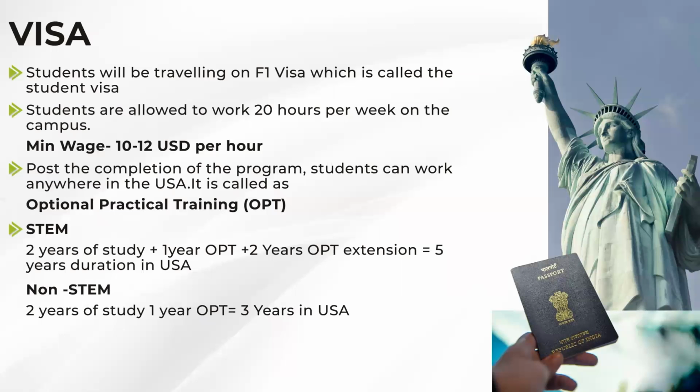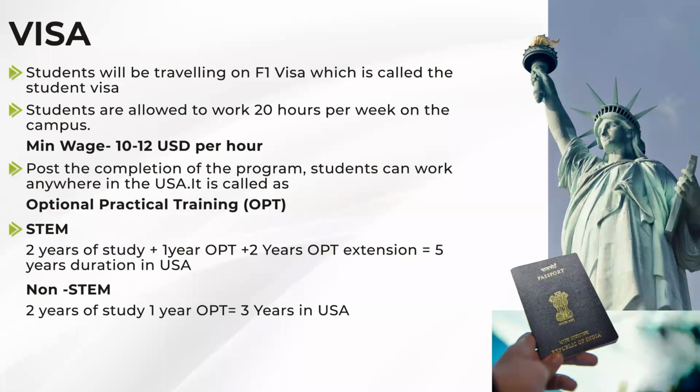Now here let's talk about the visa and the work opportunities. So students will be traveling on F1 visa. In USA, you can travel 6 months prior to your program start date. Meaning if your program is starting in the month of September, you can only put in your visa application 6 months prior. So if you receive your offer letter in a month, then you will be able to put in the application. In terms of actually traveling to the country, you can go 1 month prior to your program start date.